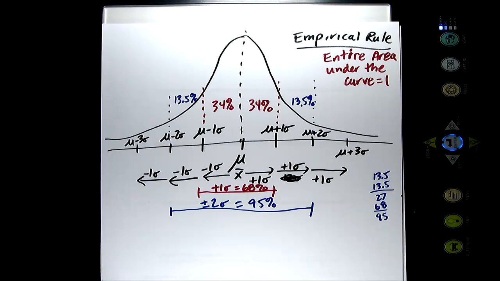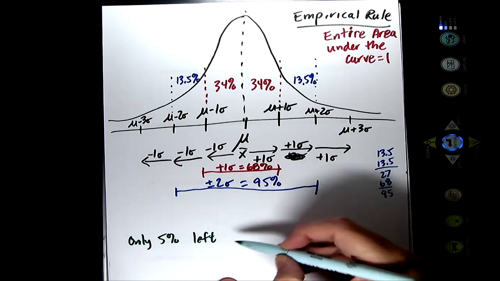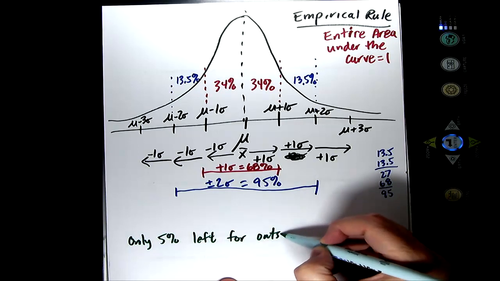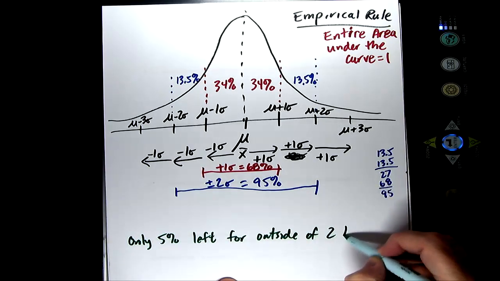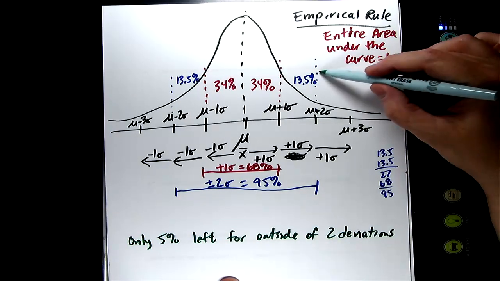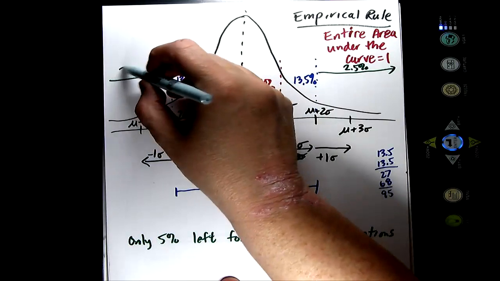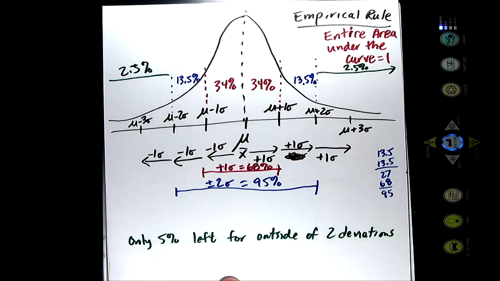Which means there's only 5% left for the rest, or outside of 2 deviations. Which means this region over here is 2.5%, and this region over here is 2.5%. Half on each side, because it's got to add up to 100%, right? We can't have 110% of the data. That doesn't make any sense.